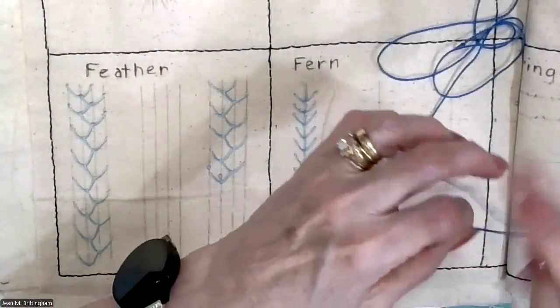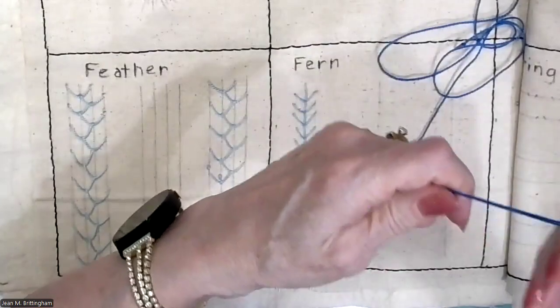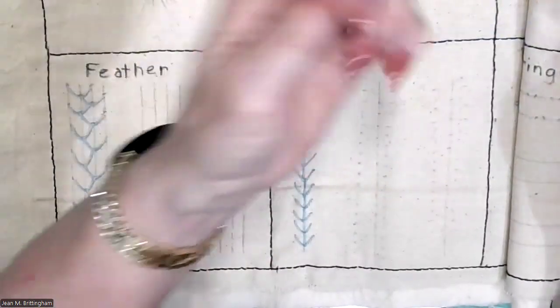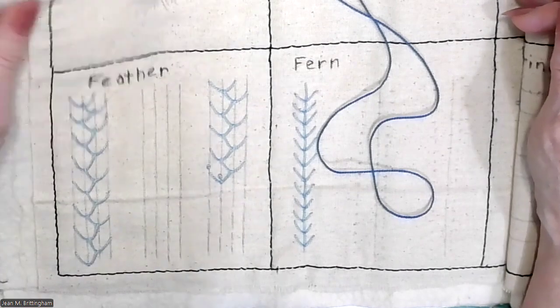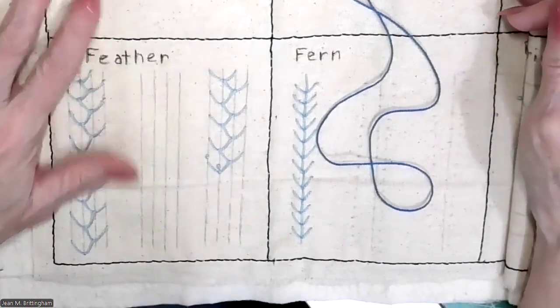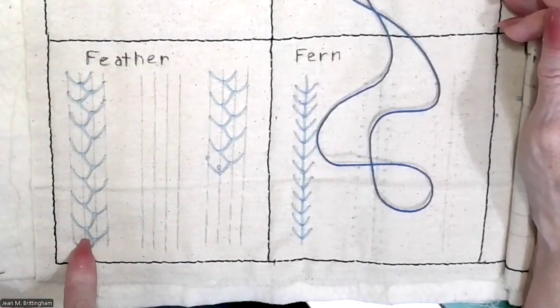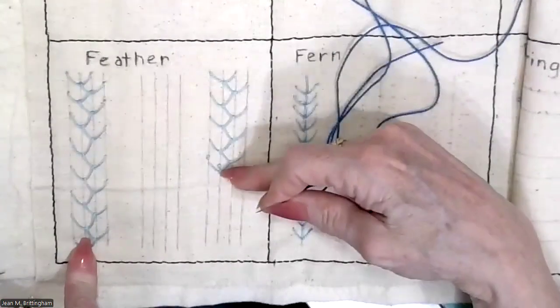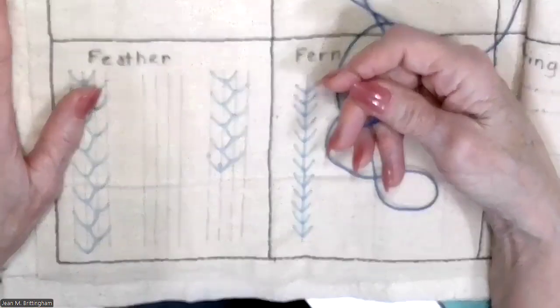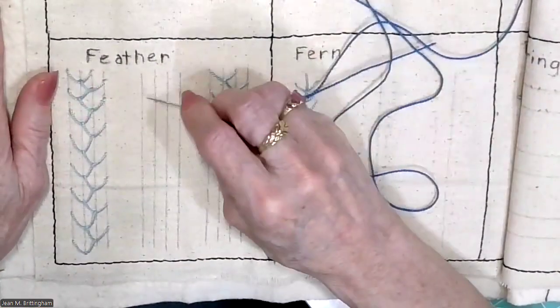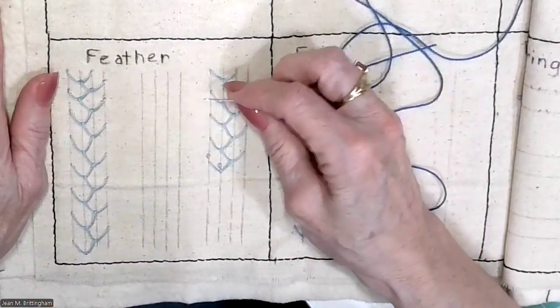Feather stitch is found on page 24 in the handbook. And you will see that I already have this line done and part of this line done. So we will be using the middle section here for me to teach you. And it is done over 4 lines.